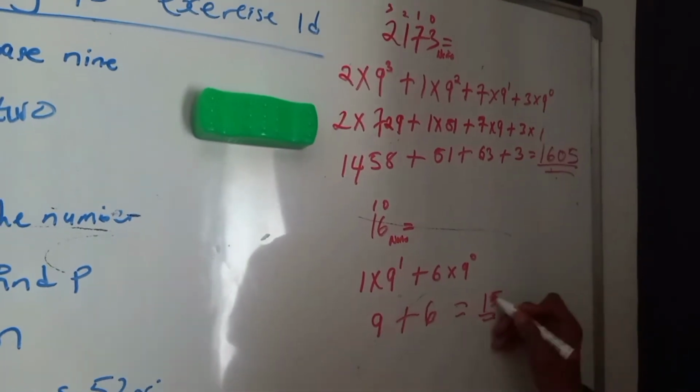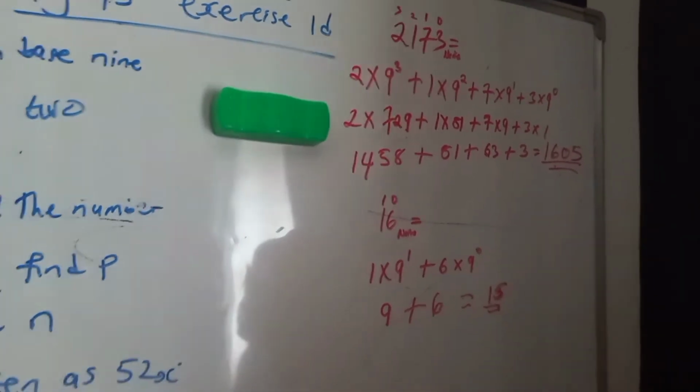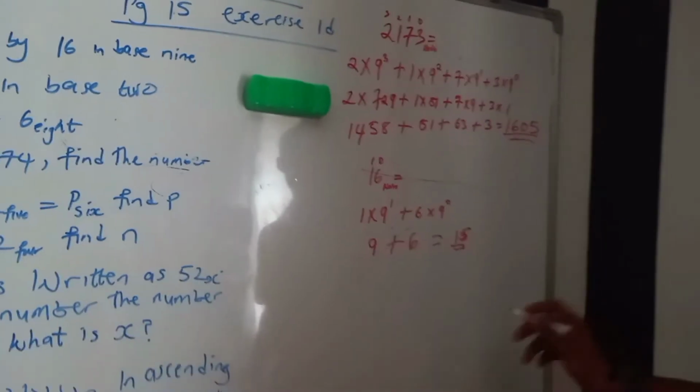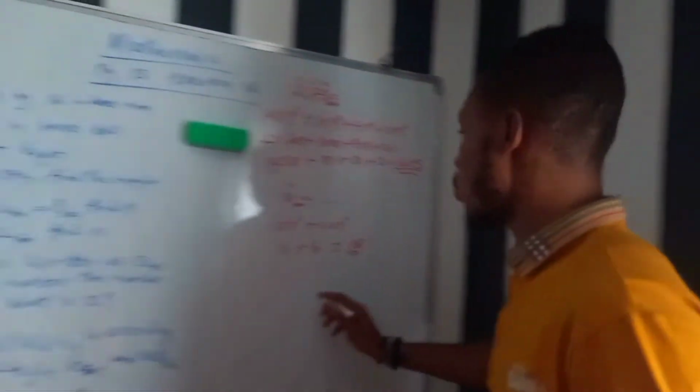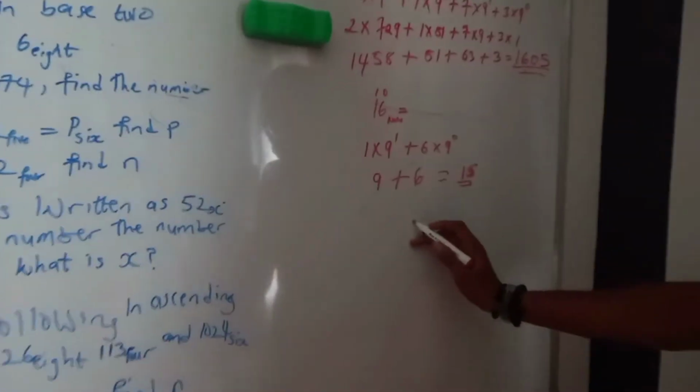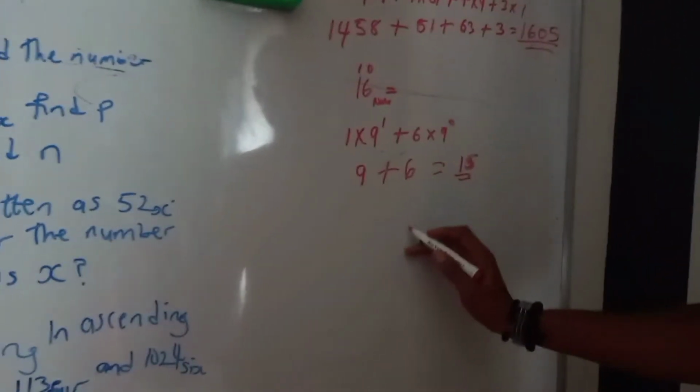15. 9 plus 6 is 15. Now, as you can see, we now go on to the long division method.